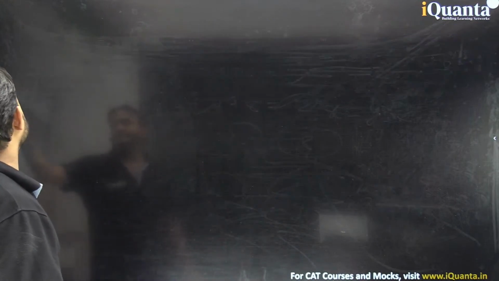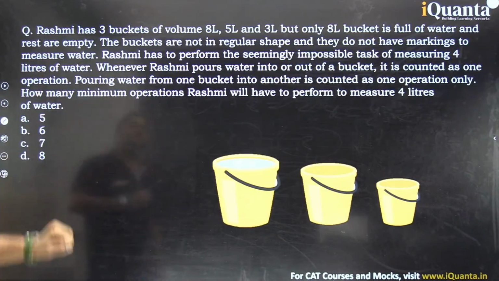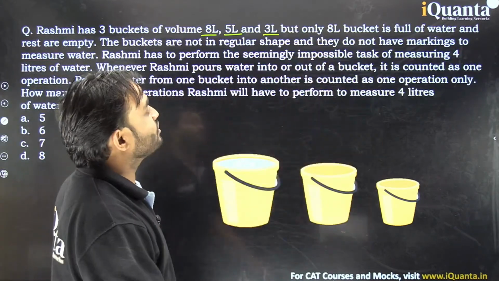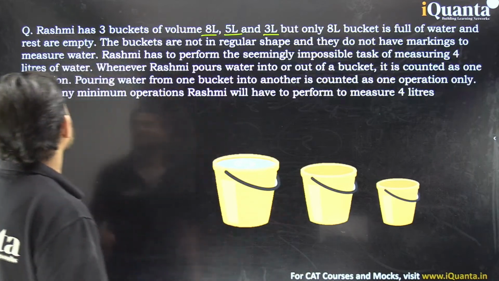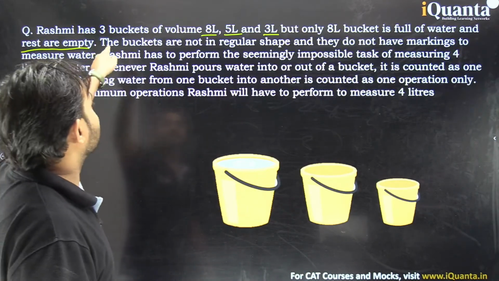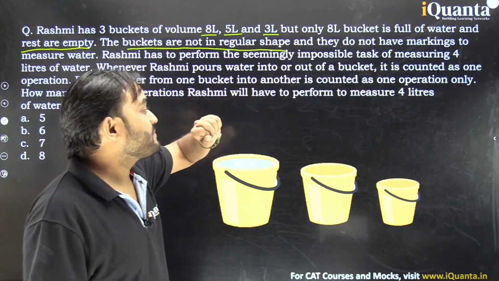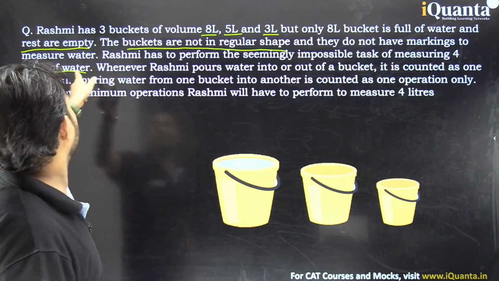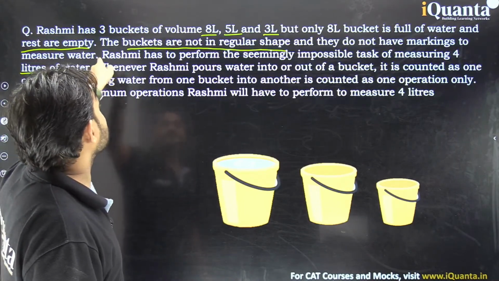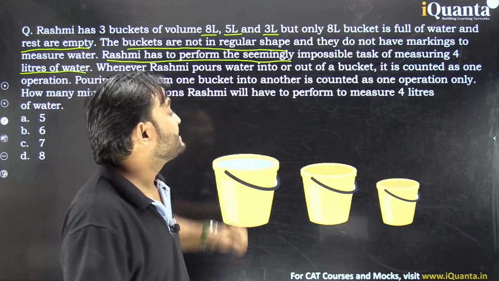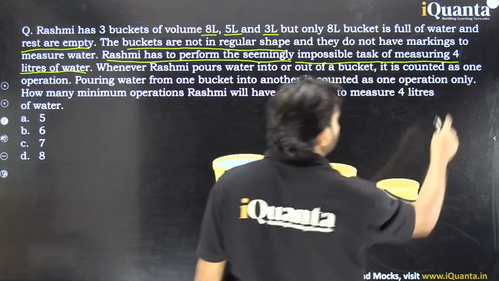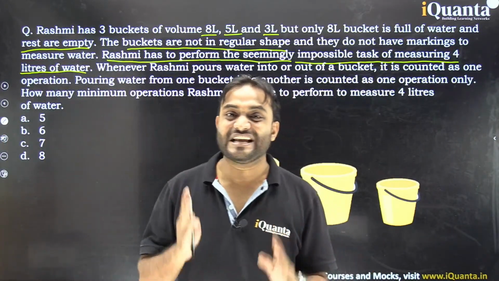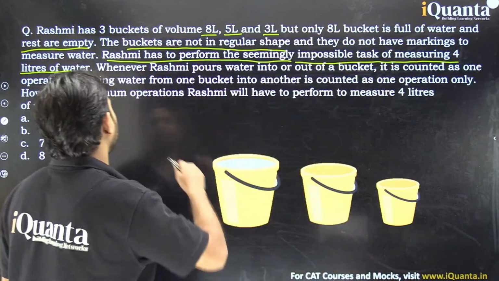It says that Rasmi has 3 buckets of volume 8 liter, 5 liter and 3 liter, but only the 8 liter bucket is full of water and the rest are empty. The buckets are not in regular shape and they do not have markings to measure water. Rasmi has to perform the seemingly impossible task of measuring 4 liters of water. So what's the task? She needs to measure 4 liters of water.